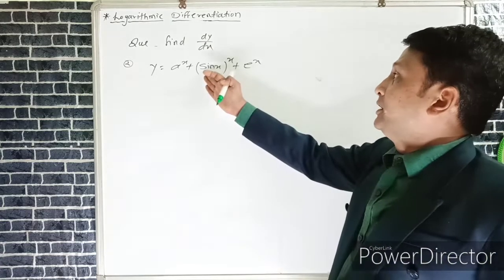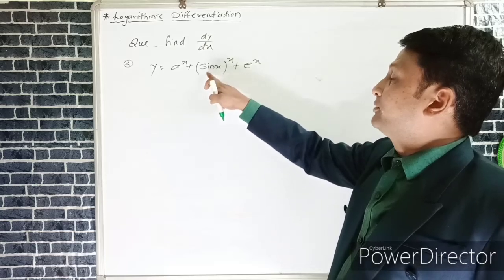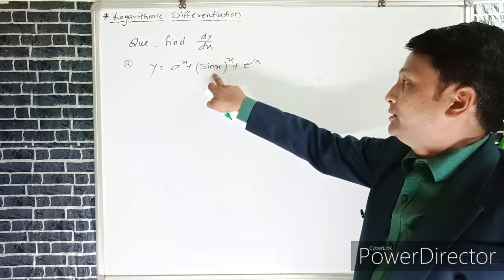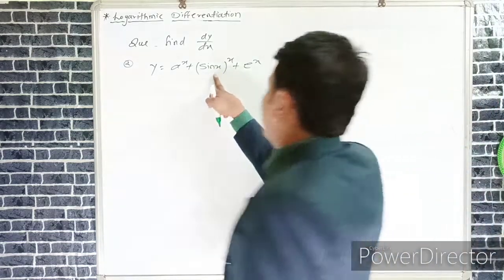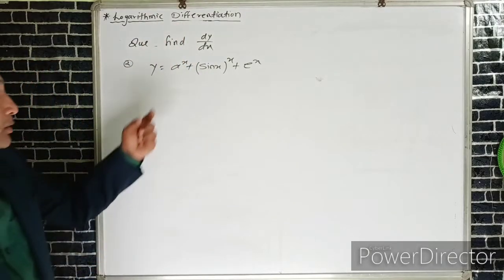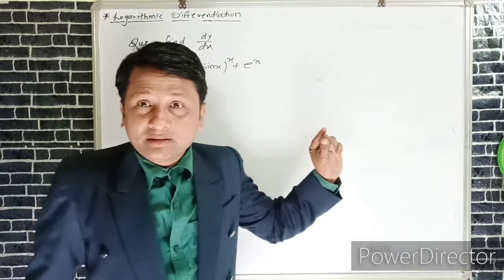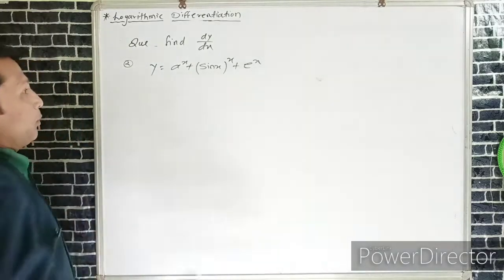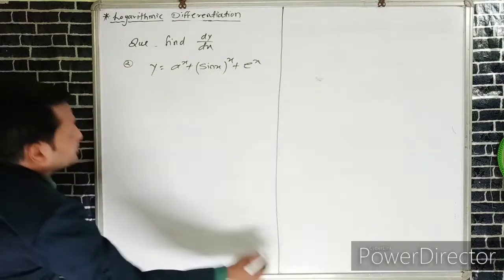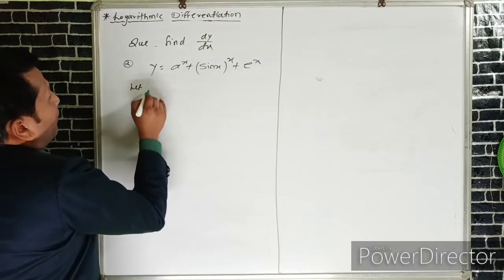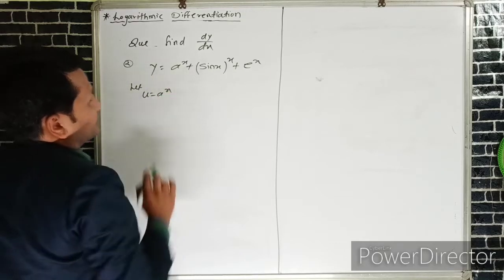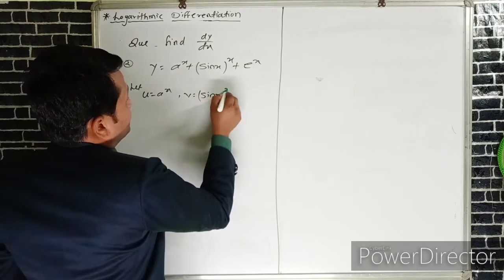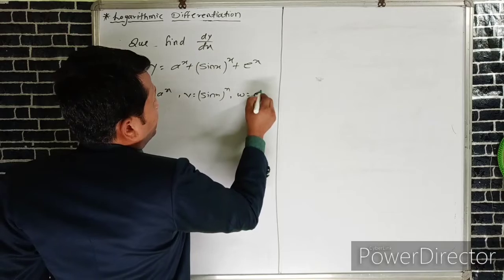But there is no direct derivative formula for sin x raised to the power x. If we have to find the derivative of this function, then we can solve it only by using logarithmic differentiation, because sin x raised to the power x is a complicated function. If we want to differentiate this type of function, then we first take u equal to a to the power x, v equal to sin x raised to the power x, and w equal to e to the power x.